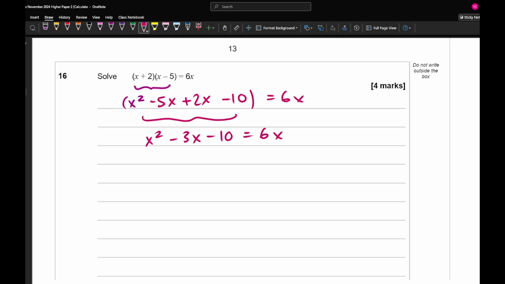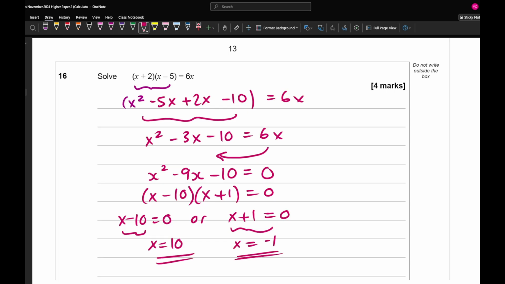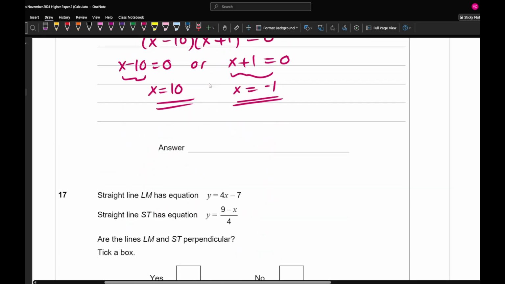And then to solve a quadratic, you always want to make sure it's equal to 0. So if I take the 6x over to the side, I end up with x squared minus 9x minus 10 equals 0. Now from this, what I then want to do is factorize this. So I get x minus 10 and x plus 1 equals 0. So therefore x minus 10 equals 0, or x plus 1 equals 0. For this to equal 0, x must equal 10, and for this to equal 0, x must equal minus 1. So there are my two solutions to this particular quadratic.